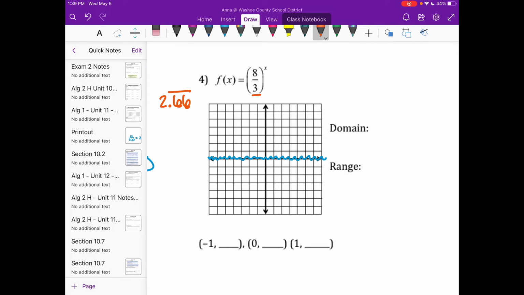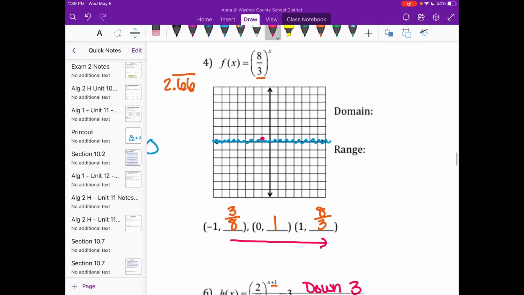Okay, 8 over 3 to the power of -1. Well, that just means we flip. So instead of 8 over 3, it is 3 over 8. 8 over 3 to the power of 0. Well, anything to the power of 0 is 1. And then 8 over 3 to the power of 1 is just 8 over 3. Excellent. So it is going to be a growth. We are getting bigger when we go left to right. We are getting bigger. So -1 and 3 over 8.